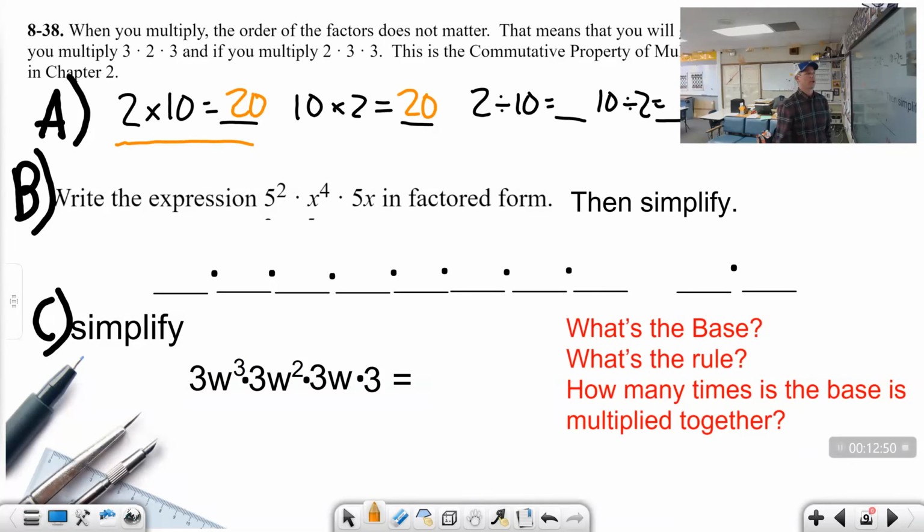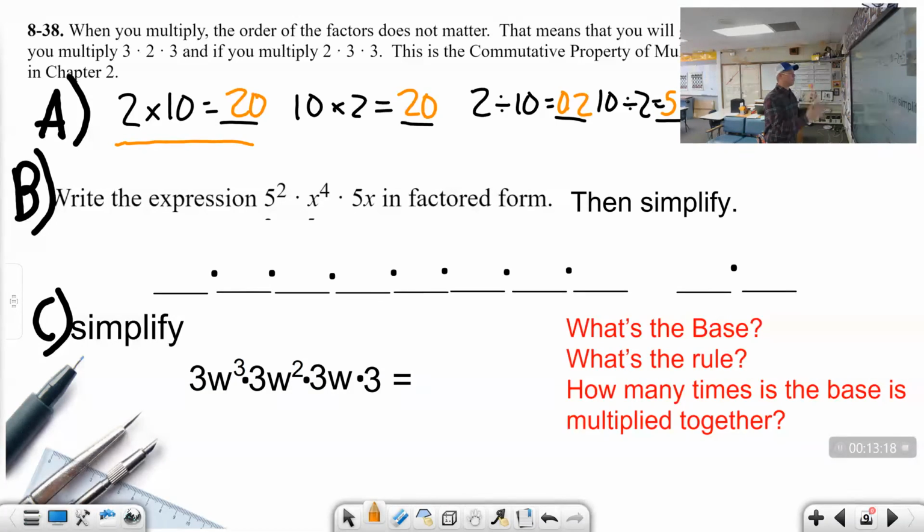Is that true with division? Well, 2 divided by 10 is 0.2. 10 divided by 2 is 5. Notice I got a different answer. That's because the commutative property does not work with division. It works with addition, does not work with subtraction. Okay? The commutative property. So, let's use this idea and be able to rearrange it.